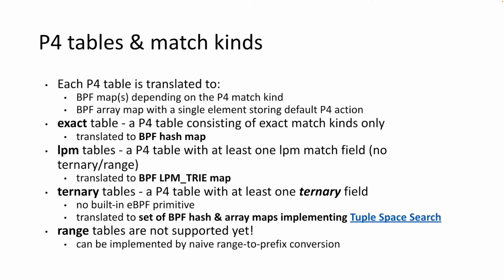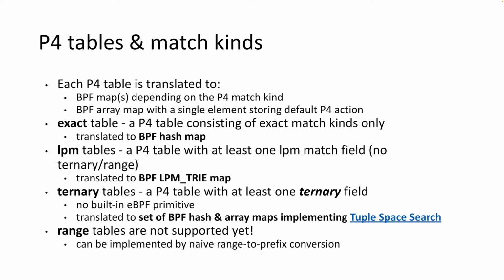As I said before, each P4 table is translated to one or more BPF maps depending on the P4 match kind, and one additional BPF map for default action. In this slide, I will explain what types of maps are generated for different P4 match kinds. Let's start from the exact table. An exact table is a P4 table consisting of exact match kinds only, and in such case, the P4 table is translated to the BPF hash map, and a concatenation of all match fields constitutes a map lookup key.